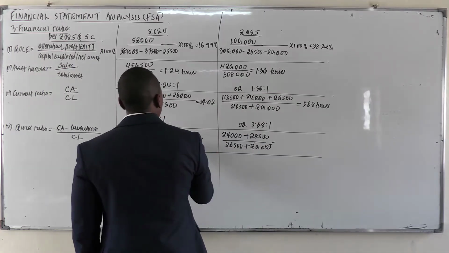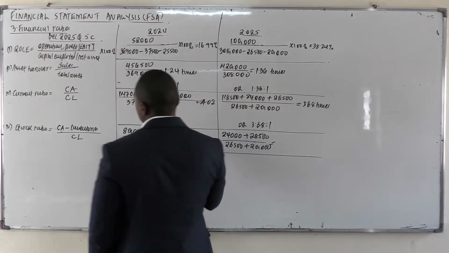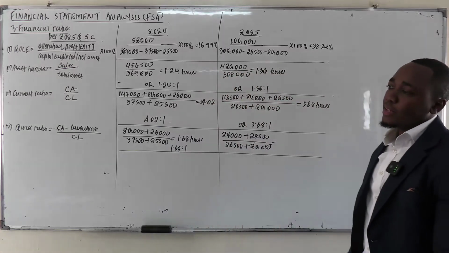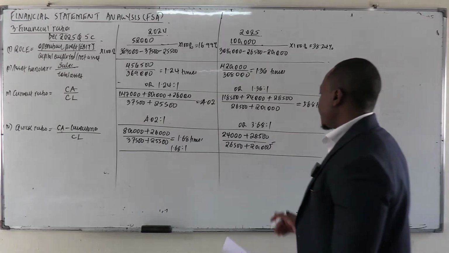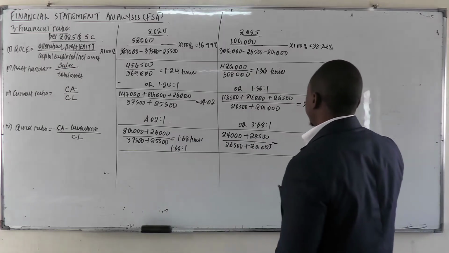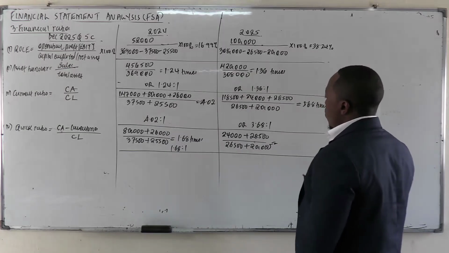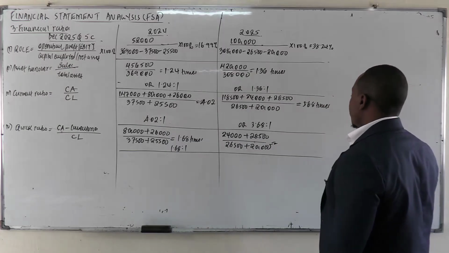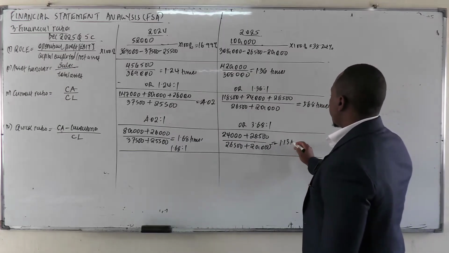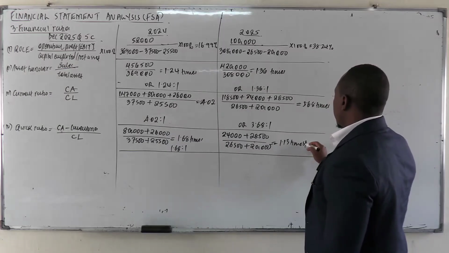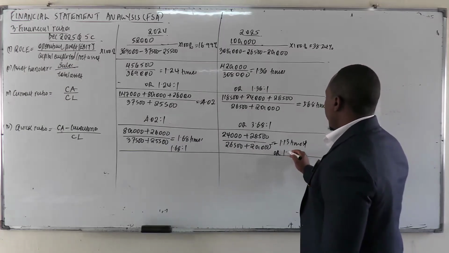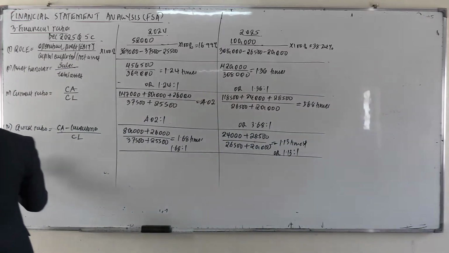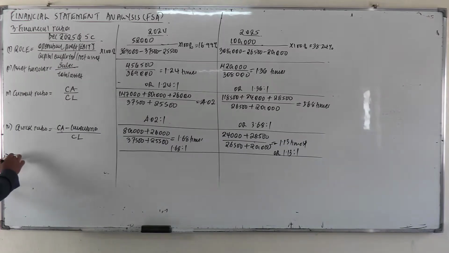1.68 times, or 1.68 is to 1. For the quick ratio, the recommended ratio is 1 is to 1, but it's above 1. It means that in terms of liquidity, we are better. And the other is 1.13 times, or 1.13 is to 1. And then lastly, number 5 is the debt to equity ratio.